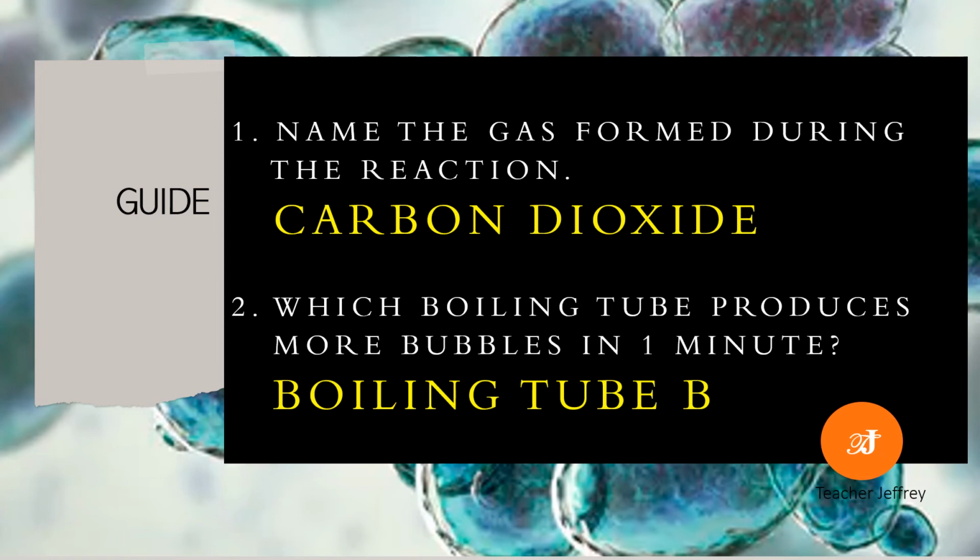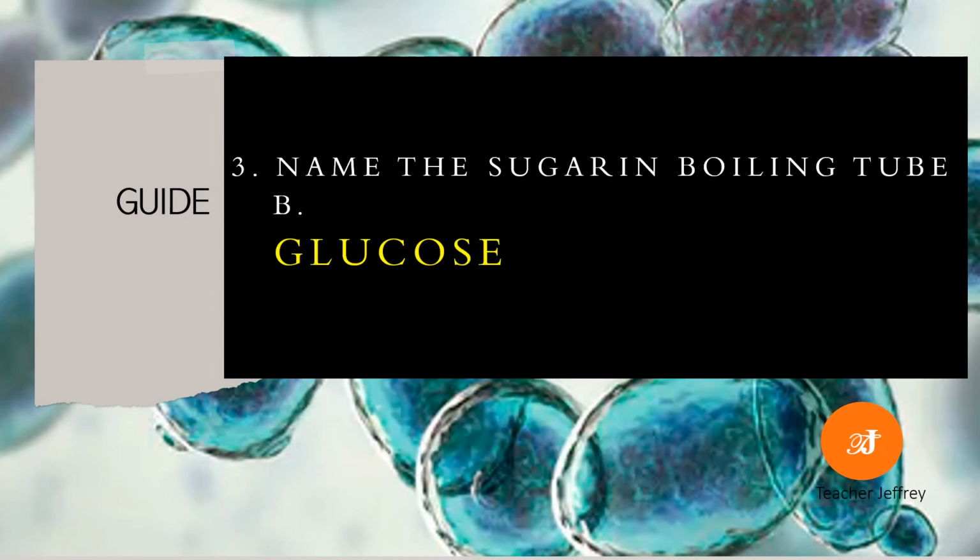Our answer for guide question number 1 is carbon dioxide. The gas formed during the reaction is carbon dioxide. In guide question number 2, which boiling tube produces more bubbles in 1 minute? And that is boiling tube B. Our answer for guide question number 3 is glucose. The sugar in boiling tube B is glucose.